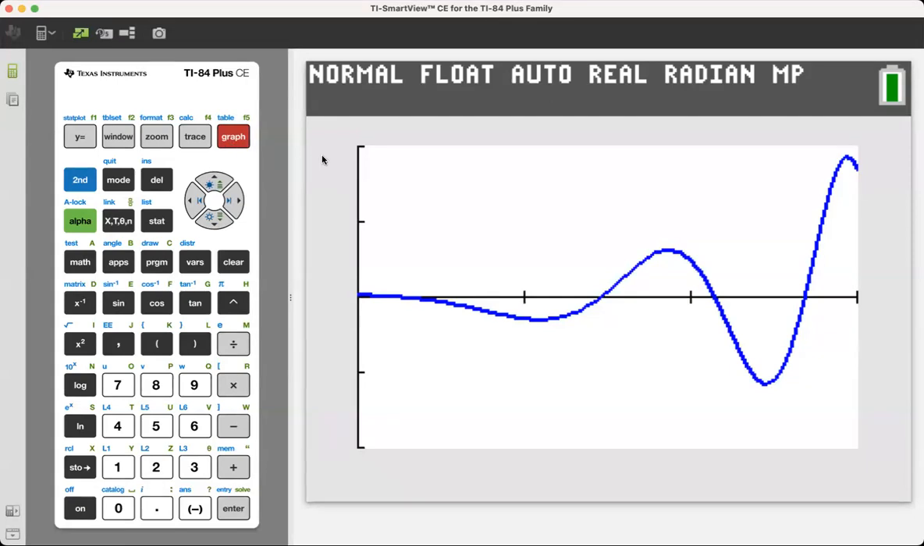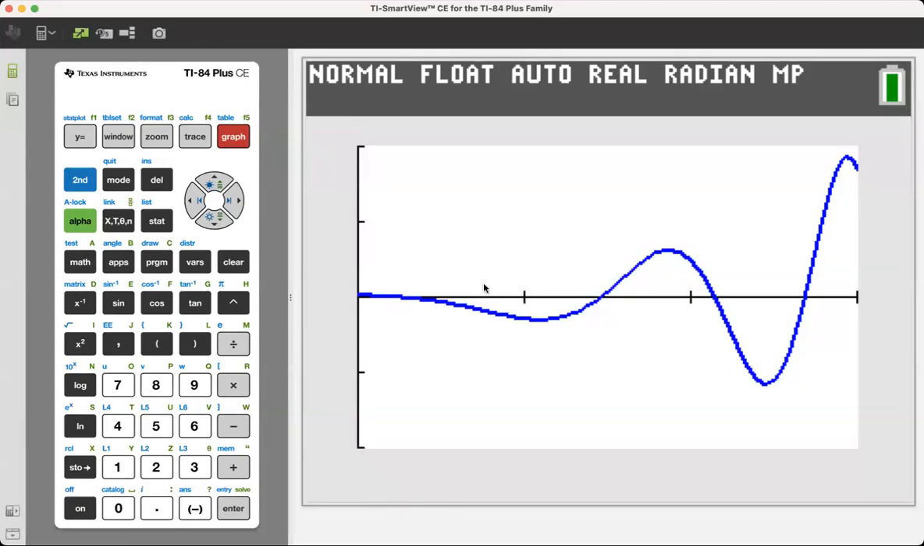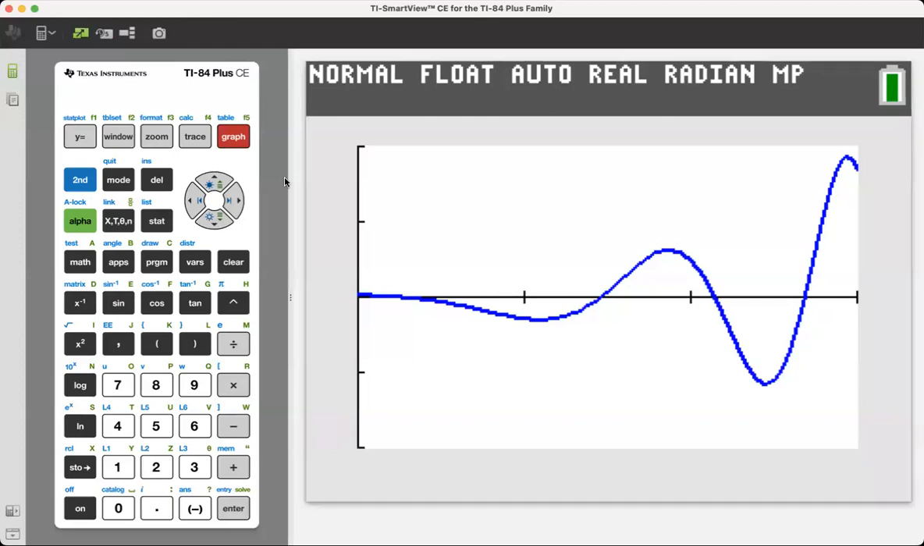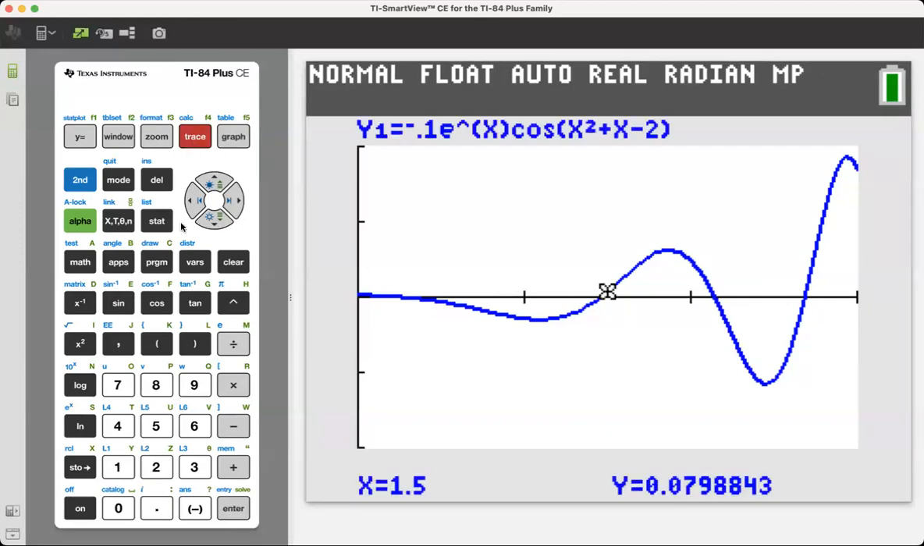This is the velocity graph again that we're looking at. If I want to know what the velocity is at time 2, I can hit trace, 2, enter. And again, we get 0.4829, and that is the velocity. So there are two ways to do it. You can do it from the home screen, or you can do it right on the graph by hitting trace. So that is the solution to question A.